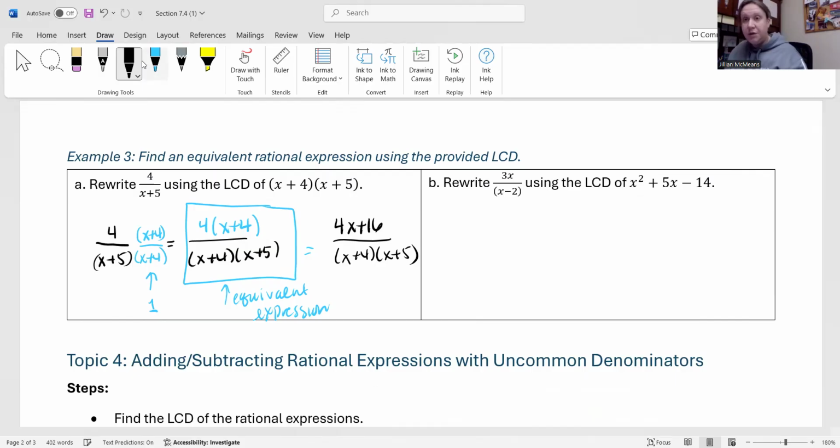And there you have it. That's your equivalent expression, okay? So this x plus 4 over x plus 4, this is like the R in that previous description that we had of finding an equivalent expression.